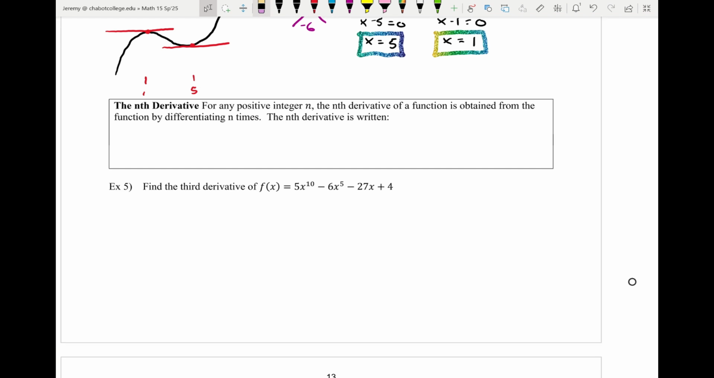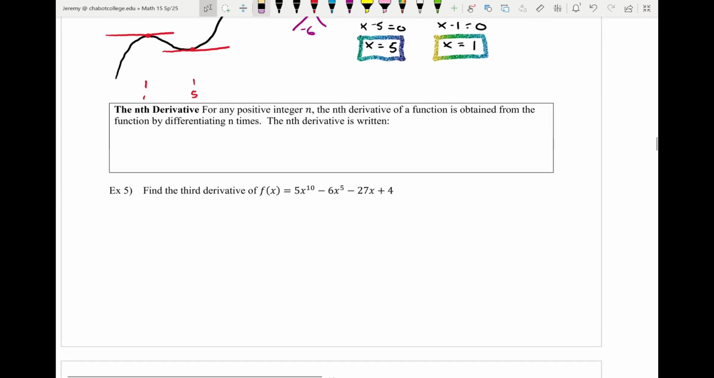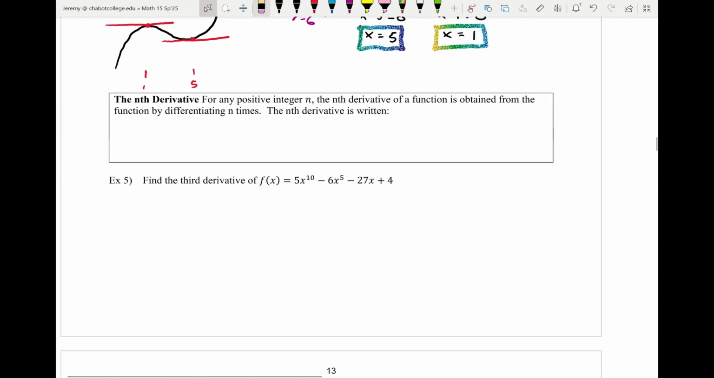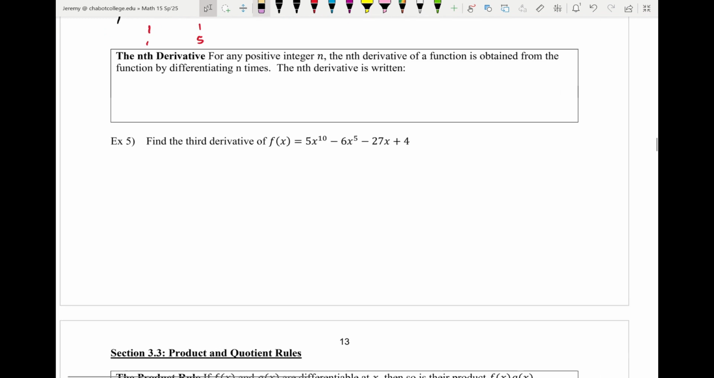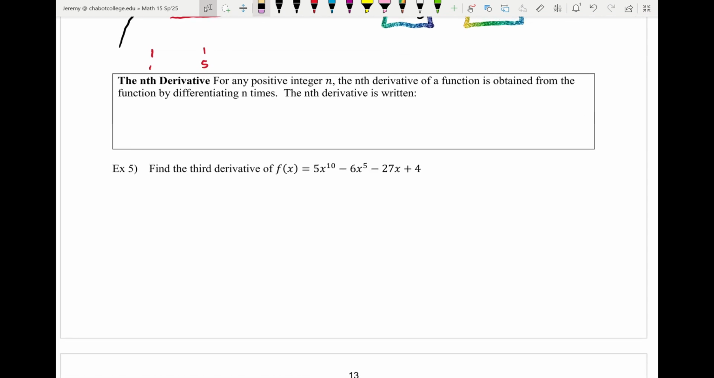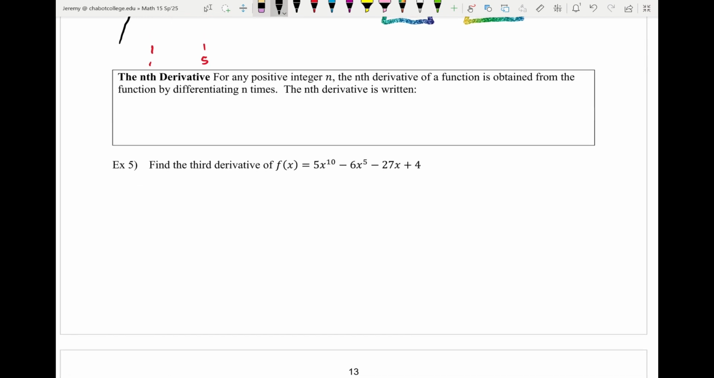All right, next up, we're going to talk about nth derivatives. Because some of us love derivatives so much that 1 is not enough. Sometimes we want to take more than 1. Maybe we want a second derivative. Maybe we want a third derivative. That's what we're going to find in example 5. And we'll find out later that we find these not just because we love taking derivatives, but they actually give us more information about functions, which is really, really helpful. We'll see that very soon.